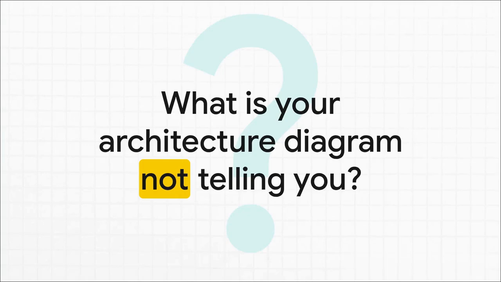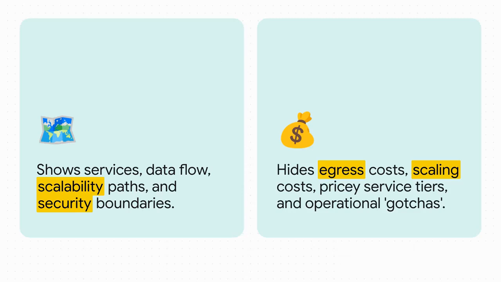So let me ask you a direct question. What is your architecture diagram not telling you? I mean, really think about it. It shows the services, the data flow, the structure, all the good stuff. But what's the one piece of crucial information that's almost always missing? It's the cost, the operational, real-world cost. And here's what that looks like.